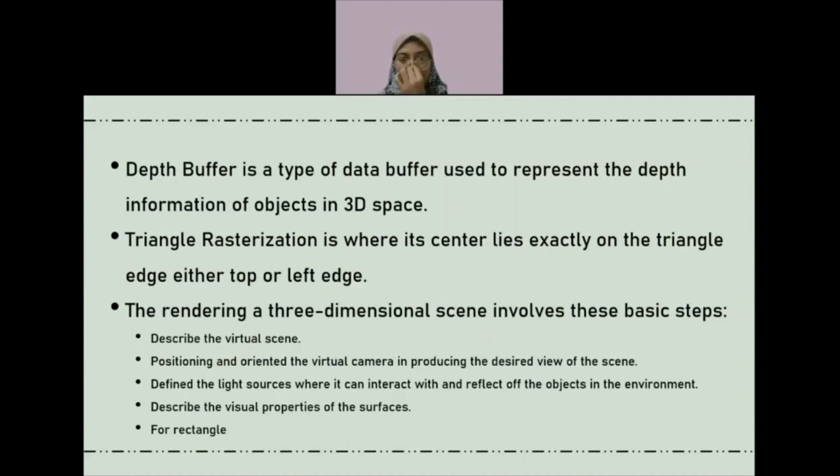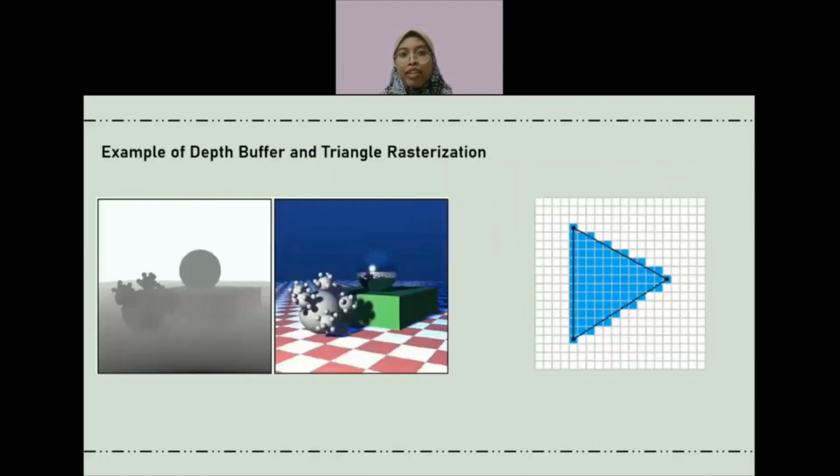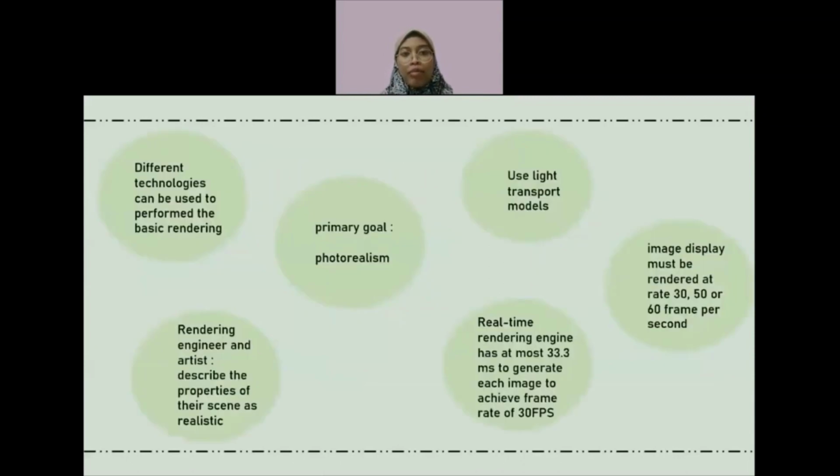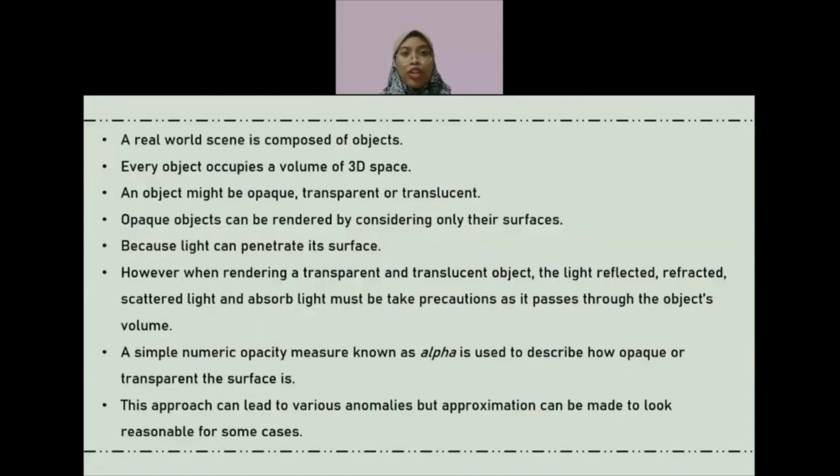As you can see here, this is the basic step on rendering a 3D scene. This is an example of the depth buffer and triangle rasterization. Next, the primary goal is to create photorealism and also use light transport models. Each object must occupy a volume of 3D space, and an object can also be opaque, transparent or translucent.